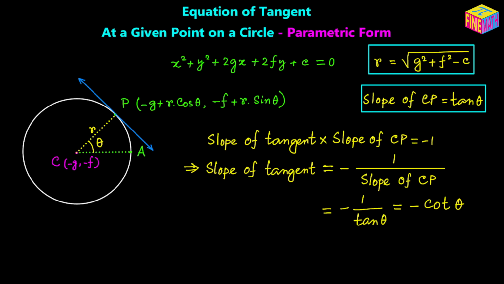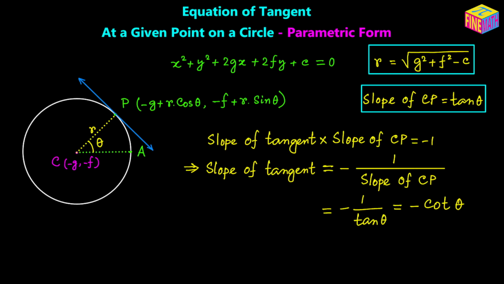So now we can see that we know the slope of a line, which is the tangent line. We know its slope, which is negative cotangent of theta. And also we know the coordinates of a point on that line, and that point is nothing but the point P, whose coordinates again are known, meaning negative g plus r times cosine of theta. That will be a known quantity because we have been provided with the value of g, and we could calculate the value of r, and theta has been provided. Negative f plus r times sine of theta will also be a known quantity because the equation of the circle has already been provided, and the theta angle will be provided also. So those are all known quantities.